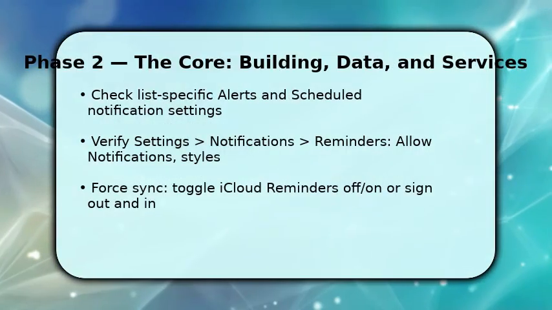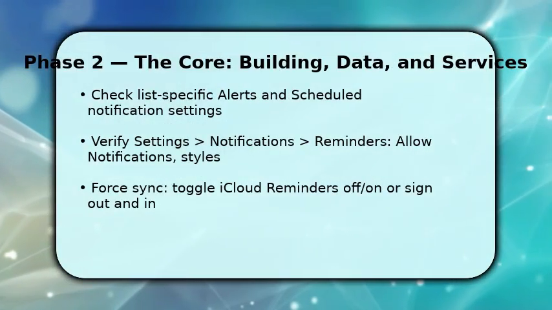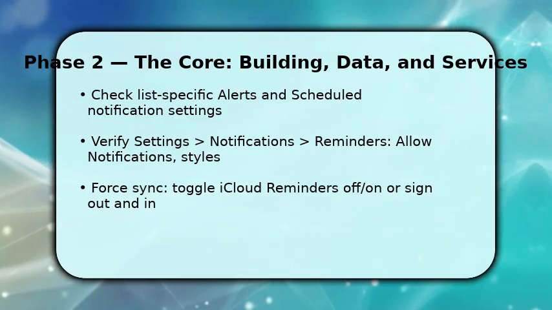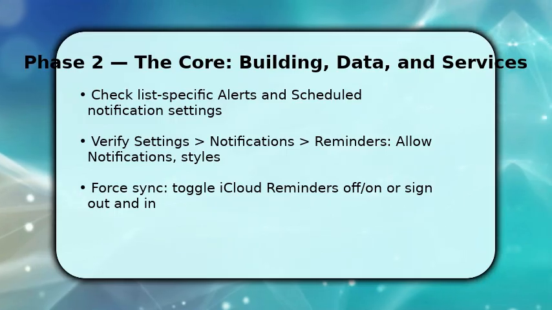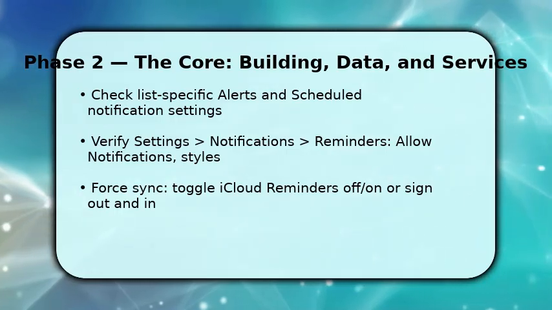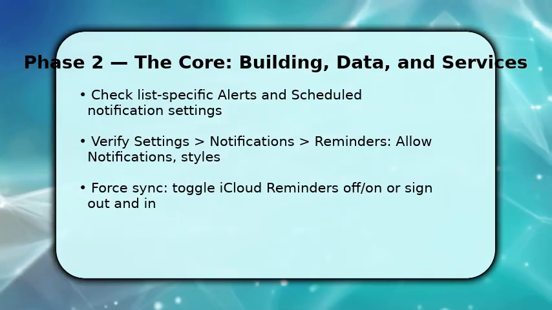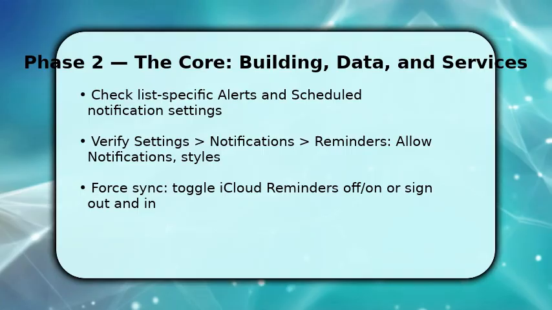Next, focus on the middle steps. Inspect the list-specific alert and scheduled notification settings. If a reminder has no alert, you won't get a banner. Then go to Settings, Notifications, Reminders. Make sure Allow Notifications is on, choose Badges, Sounds, and lock screen visibility.